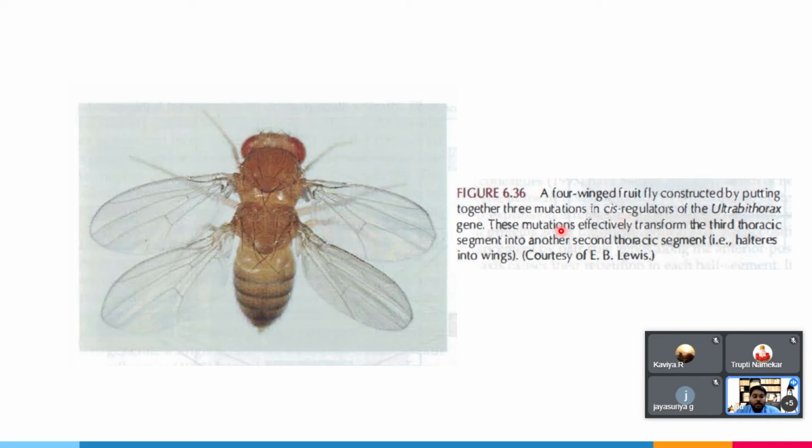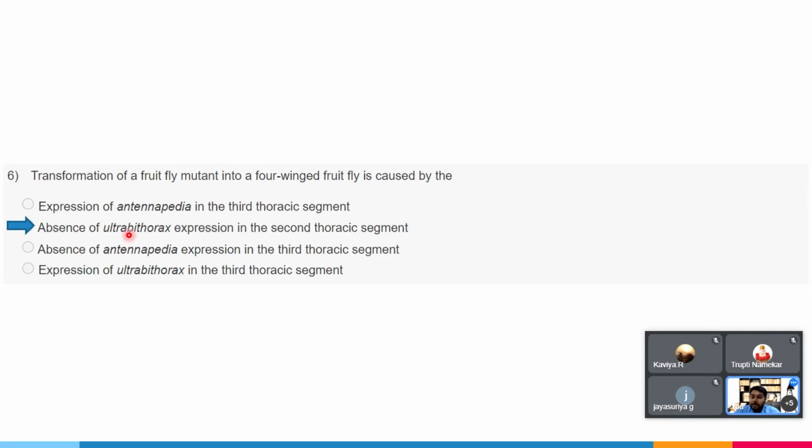The mutations effectively transform the third thoracic segment into another second thoracic segment. So the antennapedia that was already being expressed is not stopped. Ultrabithorax is removed, so antennapedia transforms the T3 segment into T2-like characteristics and gives an extra set of wings to the fly. So we have 4 sets of wings. So this is why the absence of ultrabithorax expression in the third thoracic segment helps in this.